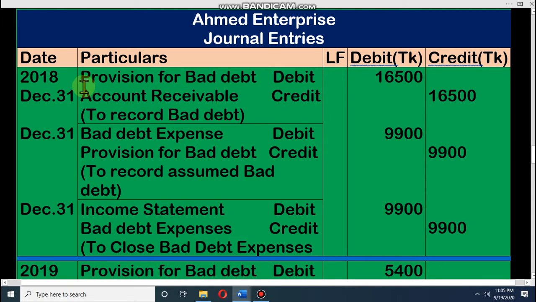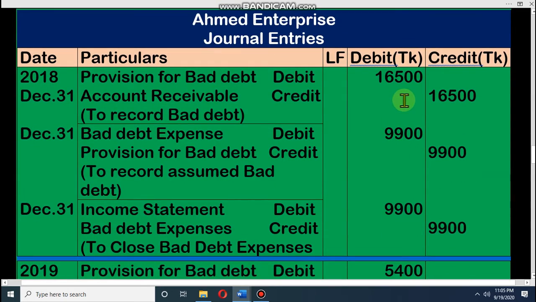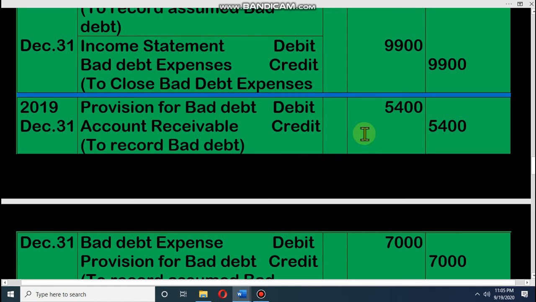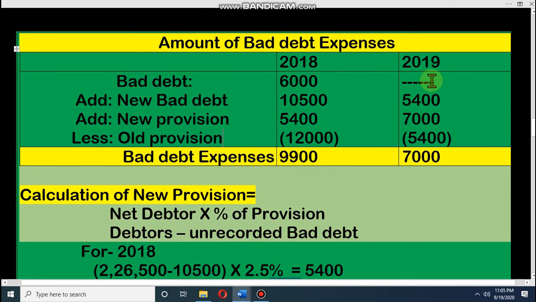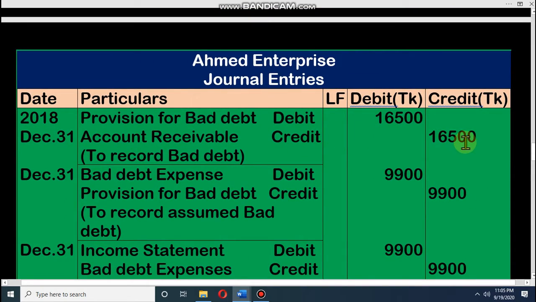The first journal will be for recording bad debt. It is provision for bad debt and account receivable. Now what will be the amount? Provision to record bad debt: that means old bad debt plus new bad debt. Look at the first math, old bad debt 6,000, new 10,500, so 16,500 for 2018. Look at 2019, it is 5,400. Old bad debt is 0 and new bad debt is 5,400. So the addition of these two is 5,400, and here it is 16,500. So for the first journal, 16,500 is the amount.